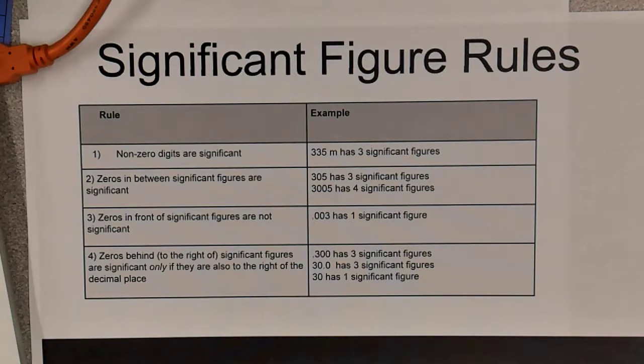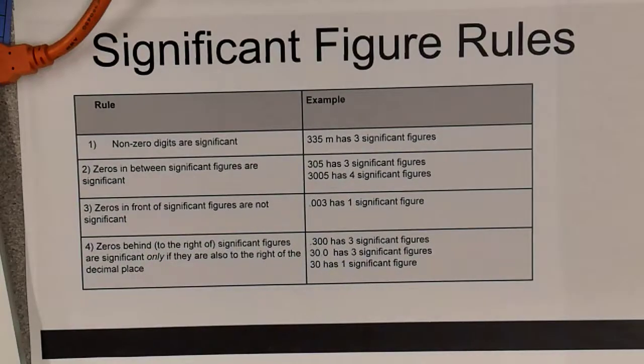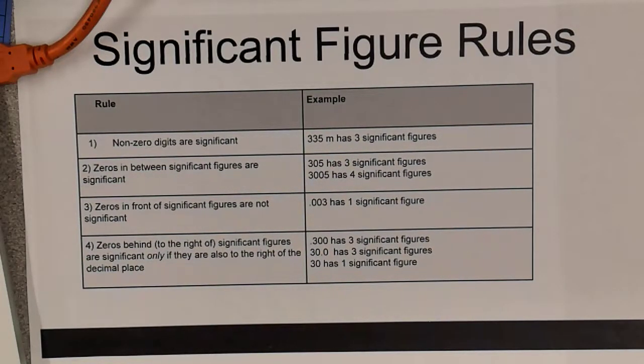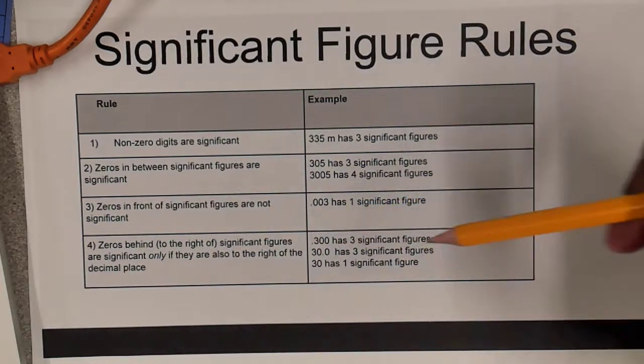Rule number 3, zeros in front of significant figures are not significant. Pretty straightforward. So in 0.003, these zeros are in front, so they're not significant. So only the 3 is significant in that number. Rule number 4, zeros behind, which is to the right of significant figures, are significant only if they are also to the right of the decimal place. So 0.300, they are to the right of the significant figure and of the decimal. So those two zeros right here are both significant.